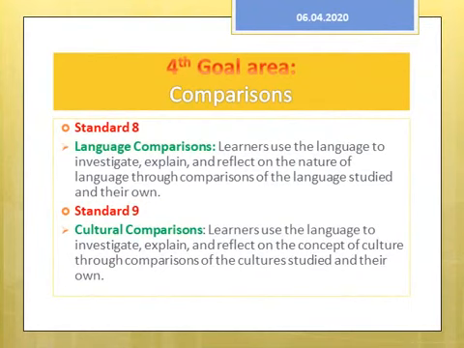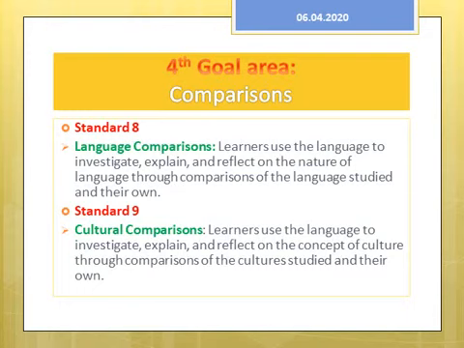The fourth goal area is that of comparisons, and it includes two standards. Standard number 8 is about language comparisons, and it enables learners to compare their own language with the foreign language in order to identify similarities and differences in terms of structure and meaning. Thus, learners should be able to use the similarities to increase their learning and at the same time be aware of the differences that may affect their learning through negative transfer.